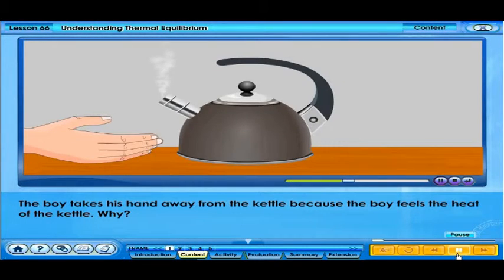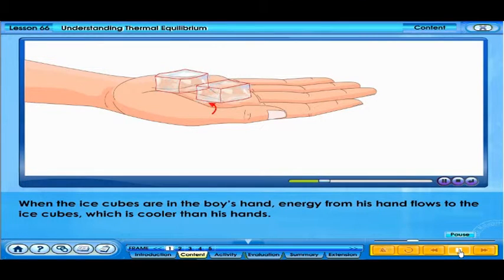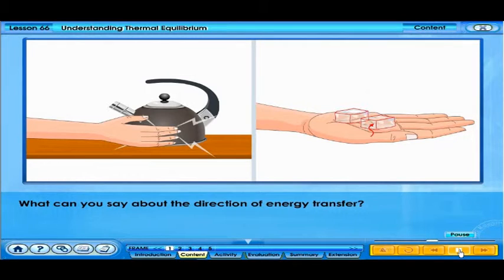The boy takes his hand away from the kettle because the boy feels the heat of the kettle. Why? When the boy's hand touches the kettle, energy enters his hand because the kettle is warmer than his hand. When the ice cubes are in the boy's hand, energy from his hand flows to the ice cubes, which is cooler than his hands. What can you say about the direction of energy transfer?